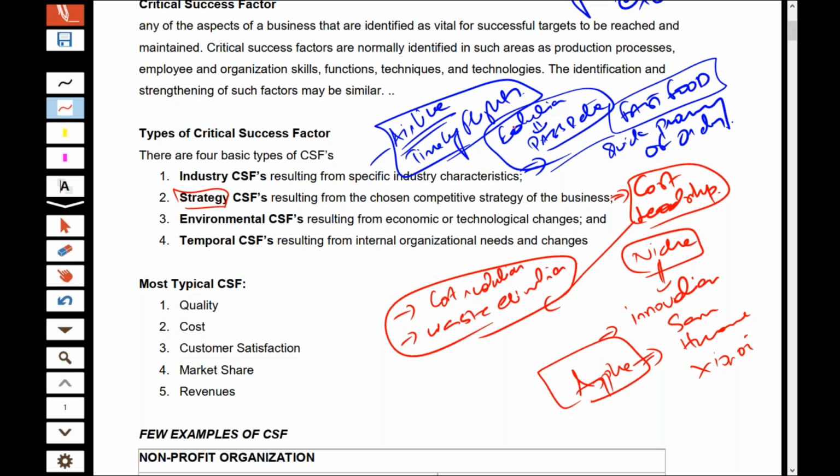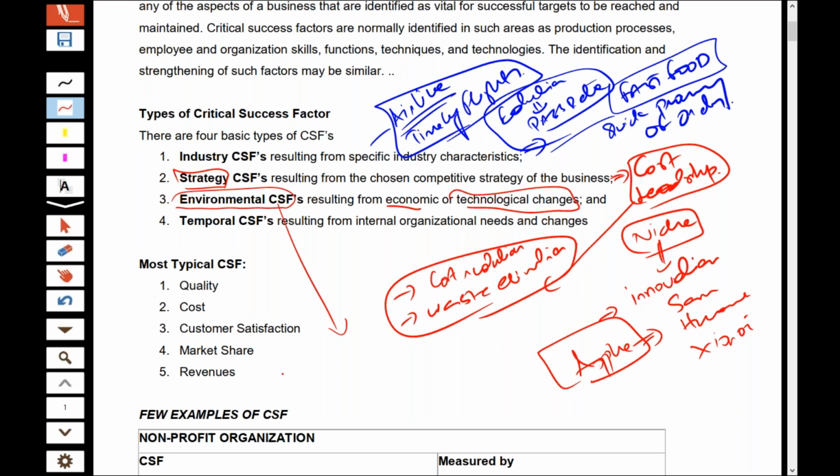Okay, next is your environmental CSR. The environment in which you are operating, the economic environment, the technological changes, they could ultimately lead you towards the CSR. Now, let's try to understand. Due to COVID-19, the lockdowns happened across the globe, and this was an environmental change that was taking place. What this specific environmental change required a business to do was to switch to the alternates. The business could switch to the online solutions.